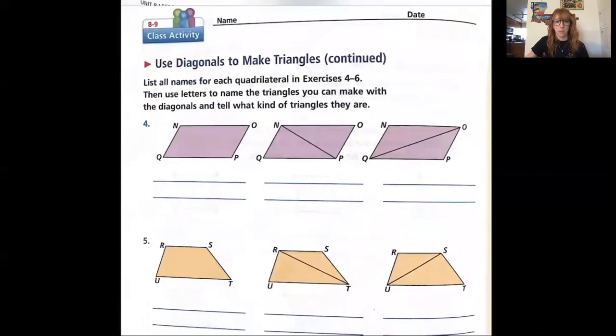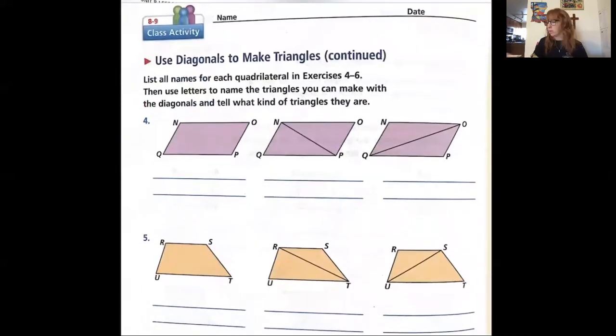Okay, for number 4, we're going to continue, but now we're looking at different kinds of shapes and working with shapes that just have one name, really. So if we look at number 4, there are no right angles, the sides are not equal, so we're just looking at a parallelogram. There are 2 pairs of opposite sides that are parallel, and that's all that we have, so it's just a parallelogram.